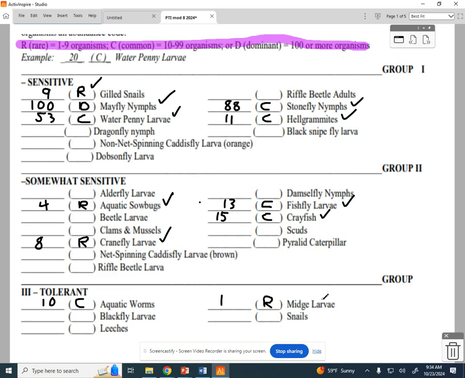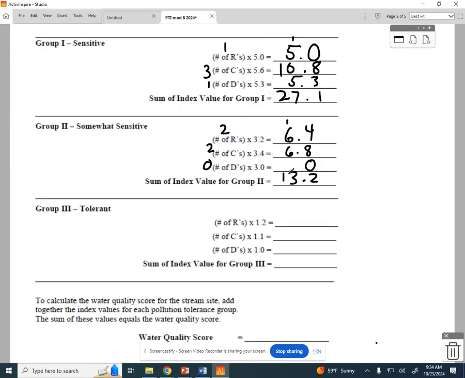So group 3, we saw 1 designated as rare, 1 designated as common, none were called dominant. So come over to here. 1 rare, 1 common, none that were dominant. So we get 1.2, 1.1, this is a 0. So here we get 2.3.